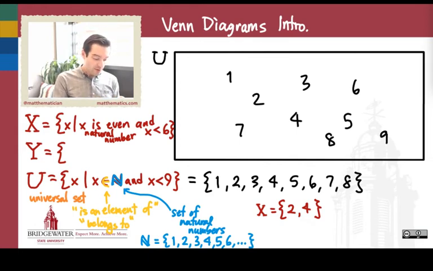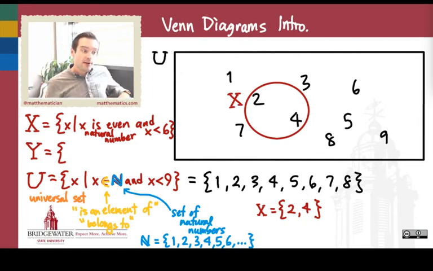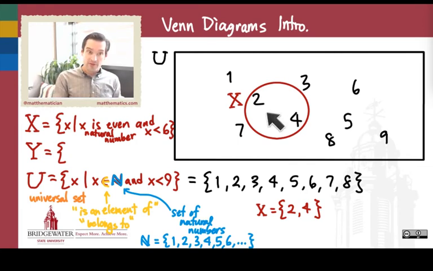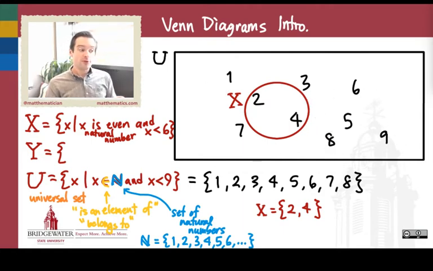So if we're easing our way towards Venn diagrams, what we might do is go into this universe here and just draw a circle around the elements of X. So now we have a visual depiction: I have this universe, this universal set in my big rectangle, and some of the elements in that universe belong to the set X, and some of them do not. What's great about Venn diagrams is that they not only show you in a picture what belongs to a given set, they also show you at a glance what doesn't belong to that given set. So 2 and 4 in this universe belong to the set X, but 1, 3, 5, 7, 6, 9, and 8, all of them do not belong to X.